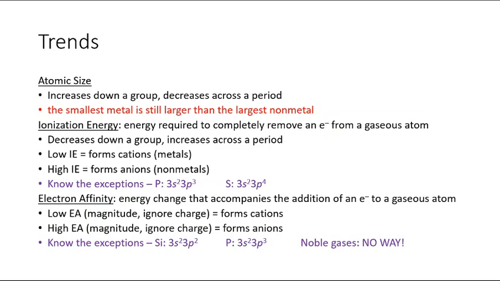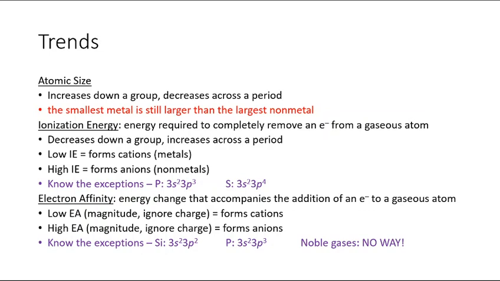Atoms that have low ionization energies will typically form cations. By cation, I mean this atom has had an electron removed from it, and it is now a positively charged ion. If you have an electron that is easily removed, it's going to form a positive charge. Typically, these are all going to be metals. One reason is that metals are larger, and in addition, these metals typically only have 1 or 2 valence electrons, so it's much easier to remove these electrons.